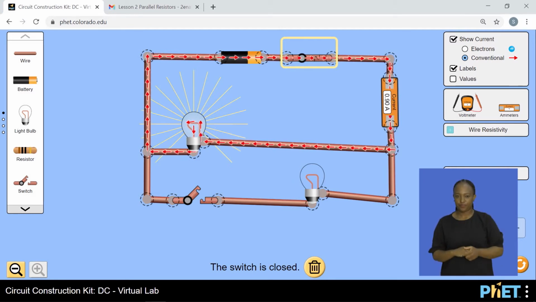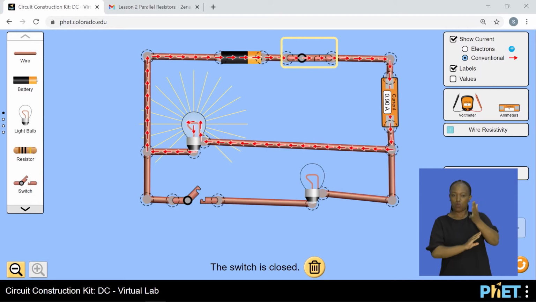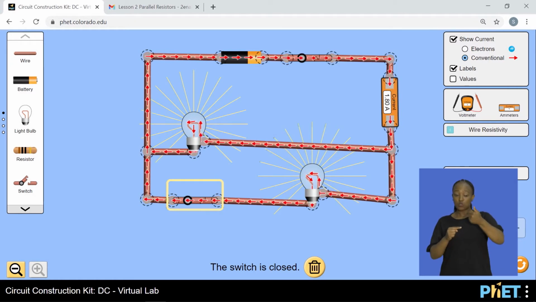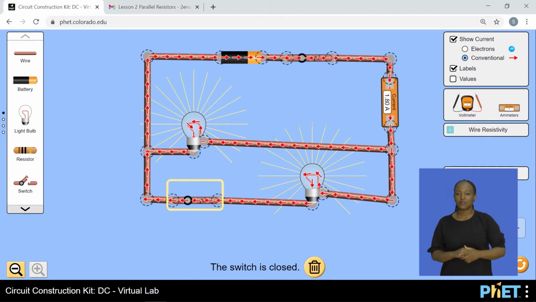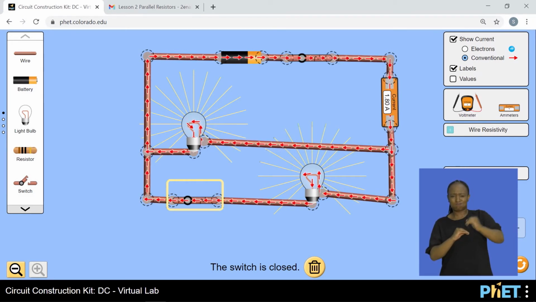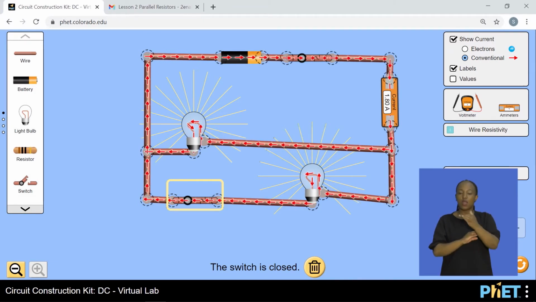What if we then close the other switch so that the second light bulb becomes part of the circuit? Let's see how that affects the magnitude of current. If we close that switch, you can see now the current is doubled. What does that mean? It means now more charges pass through a point for every second. Our initial reading was 0.9 amperes. Now it's 1.8, which is double.